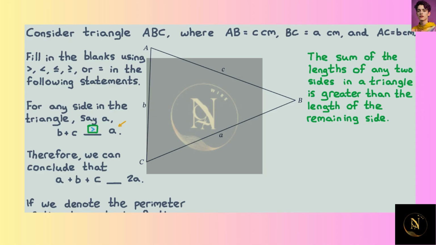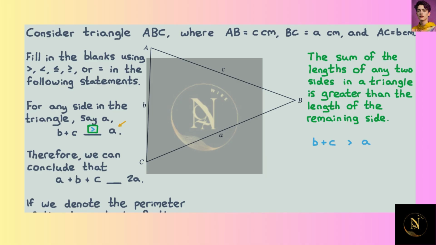If we apply the triangle inequality to this triangle, then we can see that the sum of the lengths of AC and AB must be greater than the length of the remaining side BC. Hence, B plus C is greater than A.